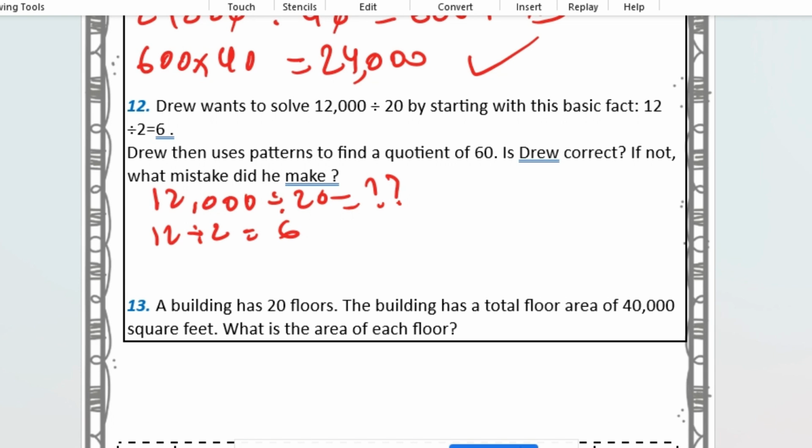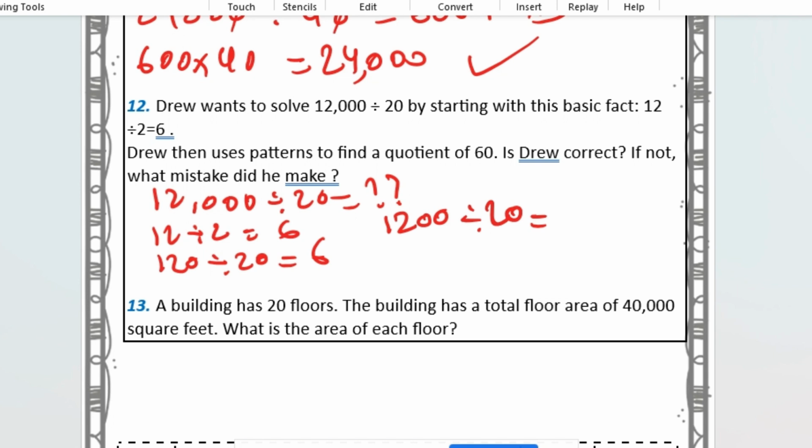We add 0 to 12 and 0 to 20. 120 divided by 20 equals what? 6. Because we added 0 to the dividend and 0 to the divisor, which means we didn't do anything. Basically the answer still remains the same. Now we add 0 here, but we don't add 0 here, so it will be 1200 divided by 20.